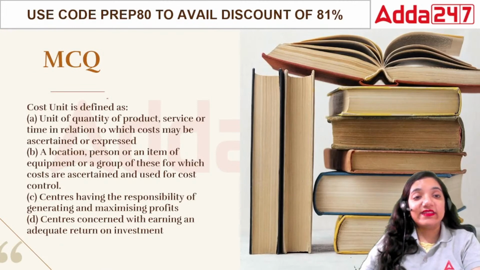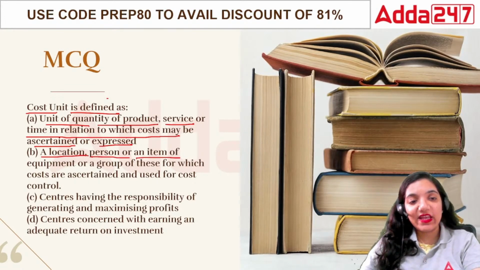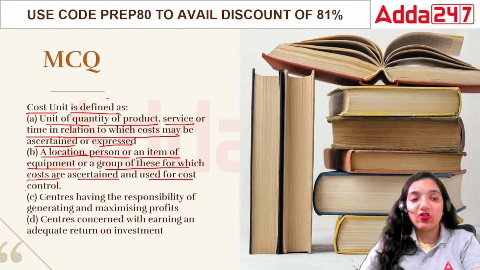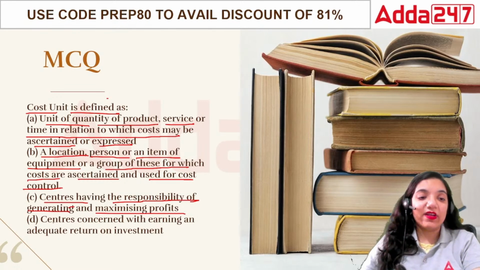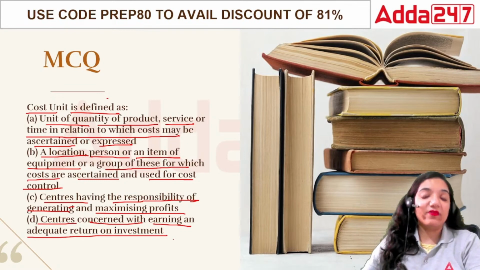Next question, it says that the cost unit is defined as a unit of quantity of product, service, or time in relation to which the cost may be ascertained or expressed; a location, person, or any item or equipment or a group of these for which costs are ascertained and used for cost control; centers having the responsibility of generating and maximizing profits; or centers concerned with earning an adequate return on investment.